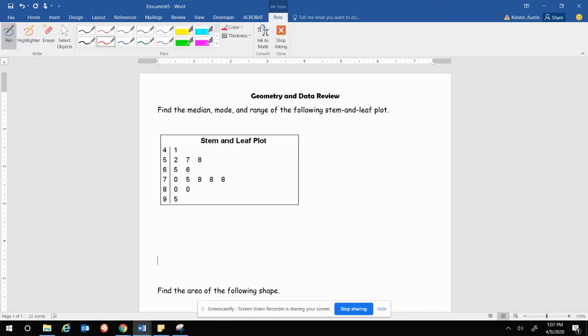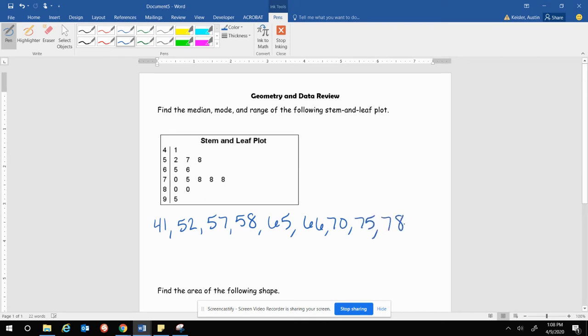Remember, the very first thing that we're always going to do with the stem and leaf plot is order these numbers out. They're already least to greatest for us. Writing them out is going to make it a lot easier. So I've got 41, 52, 57, 58, 65, 66, 70, 75, 78, 78, 78. I'm going to go on to the next row here. Then I have 80, 80, and 95.